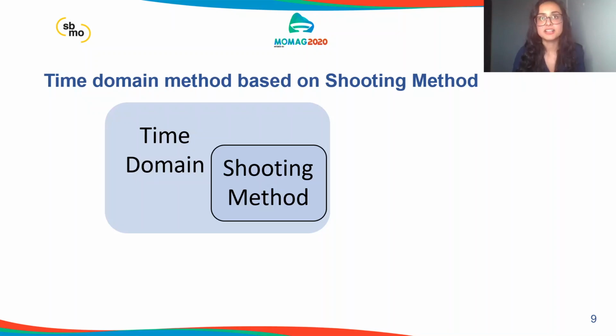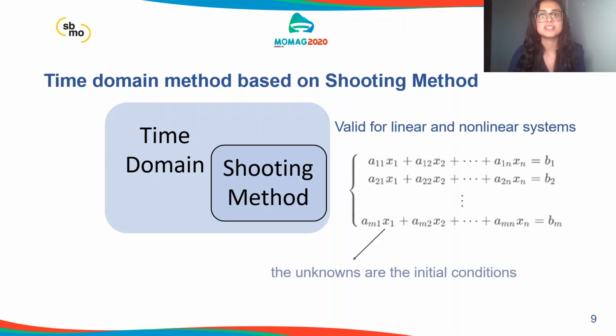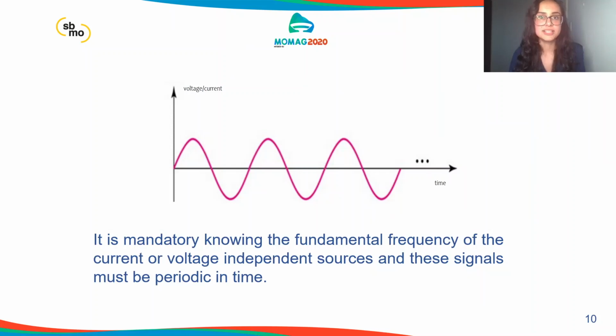This method is valid for linear and nonlinear systems of algebraic equations in which the unknowns are the initial conditions. So, it can be used for solving linear and nonlinear electrical circuits. However, it is mandatory to know the fundamental frequency of the current or voltage independent sources, and the signal must be periodic in time. The set size of nonlinear algebraic equations in these methods does not depend on the number of harmonics injected in the electronic circuit. However, it is equal to the system order.